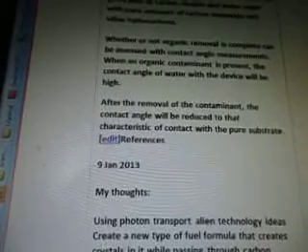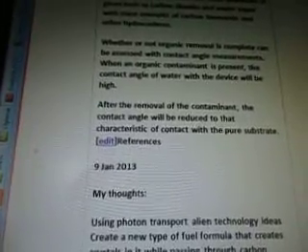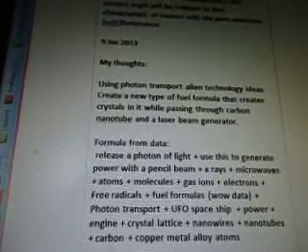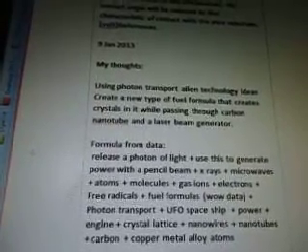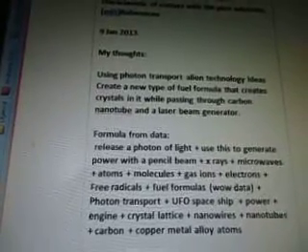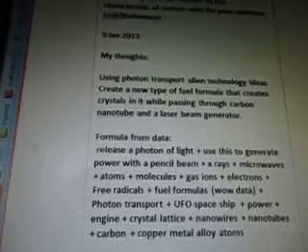After the removal of the contaminant, the contact now will be reduced to the characteristic of contact with the pure substrate. So my thoughts: using the photon transport alien technology ideas, create a new type of fuel formula that creates crystals in it, passing through carbon nanotube and a laser beam generator. Formula from the data: release a photon of light, use this to generate power with a pencil beam, X-rays, microwaves, atoms, molecules, gas ions, electrons, free radicals.